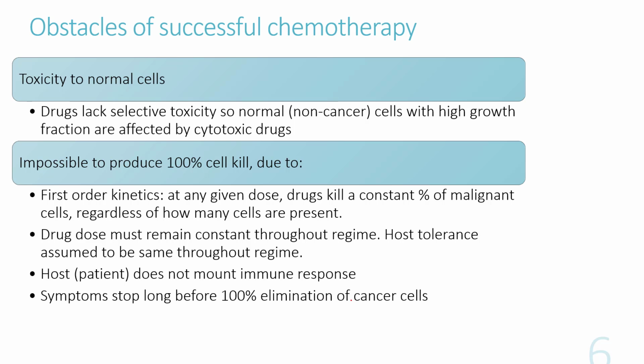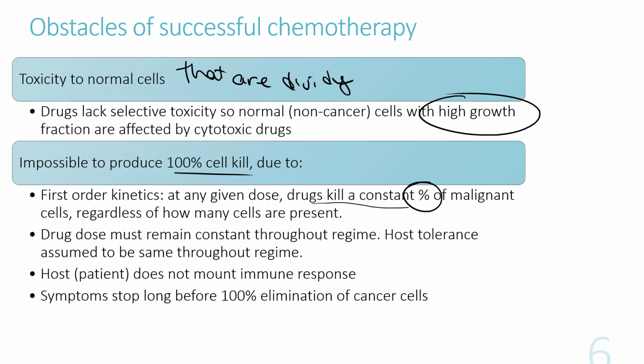Some of the obstacles to successful chemotherapy is that, first of all, they're toxic to normal cells that are actively dividing. Or you can say cells that have a high growth fraction, and we'll talk about that in the next slide. The other thing is that it's impossible to produce a 100% cell kill, because at any given dose, drugs kill a constant percentage of the malignant cells, regardless of how many cells are present.